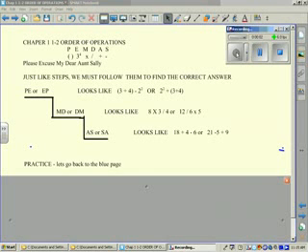We are going to be doing lesson 1-2, Order of Operations, also known as PEMDAS. Please excuse my dear Aunt Sally. P is for parentheses, E is for exponents, M is for multiply, D is for divide, A is for addition, and S is for subtraction. We're going to be taking steps, and we must follow them to find the correct answer.